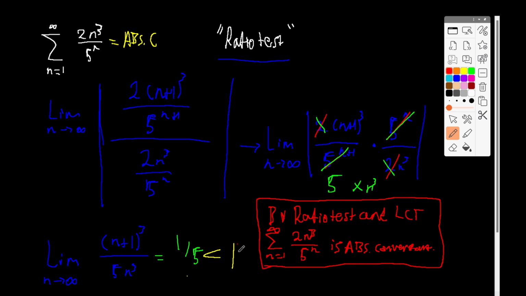Right? So this is how you can go about giving your final answer, because a lot of examiners will not give you marks otherwise. You have to say that by ratio test and LCT, your series for n greater than or equal to 1 is absolutely convergent.